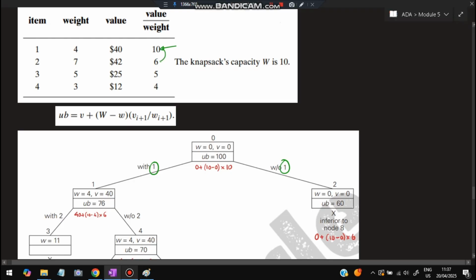When we enter this zone, the next ratio should be taken. In this zone, the next ratio is 6, so it will be 0, which is the V value. V plus W is 10 minus the small w, which is 0, into 6, the next ratio, so it will be 10 into 6, 60. So this is the answer here. Just keep it as such.